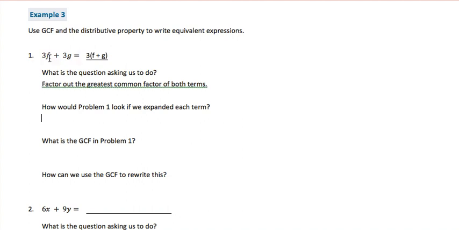So problem 1 would look like this if we expanded each term. We would have 3 times F plus 3 times G. Greatest common factor is obviously 3. And then we simply rewrite it as 3 times F plus G.